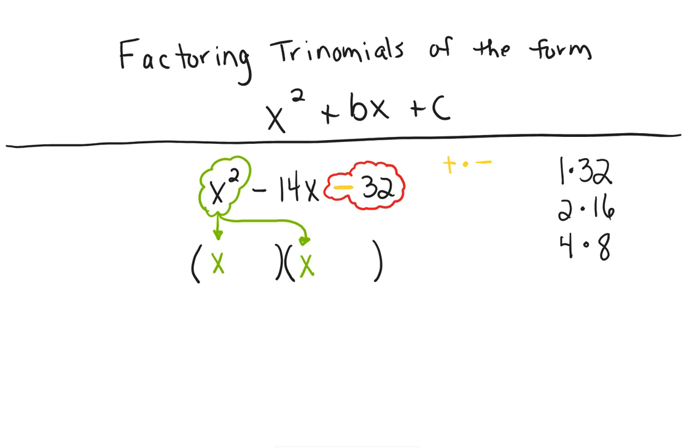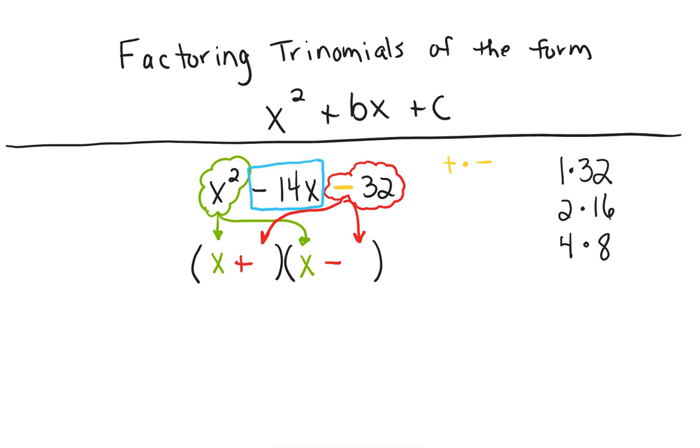Now, I am looking for the pair, because I'm going to put one number here and one number there, and I've already decided that one has to be a positive and the other one has to be a negative. You can put plus and then minus or minus and then plus. It doesn't matter right now, but when you go to stick your numbers in, it will. Now, my middle term is a negative 14x.